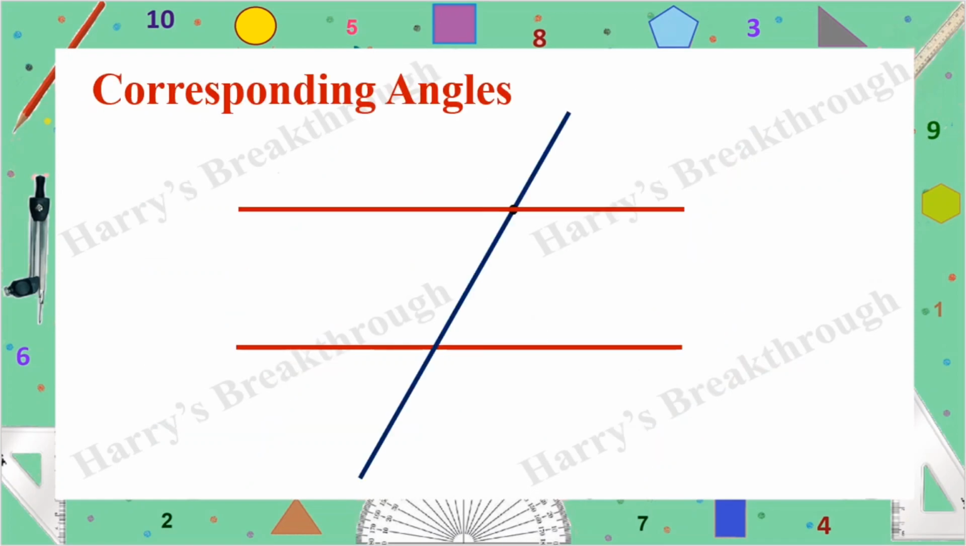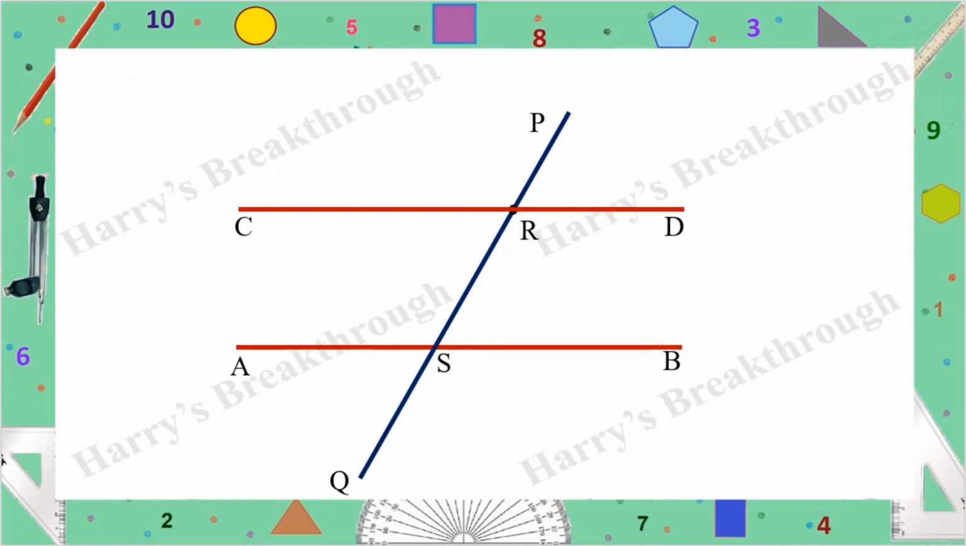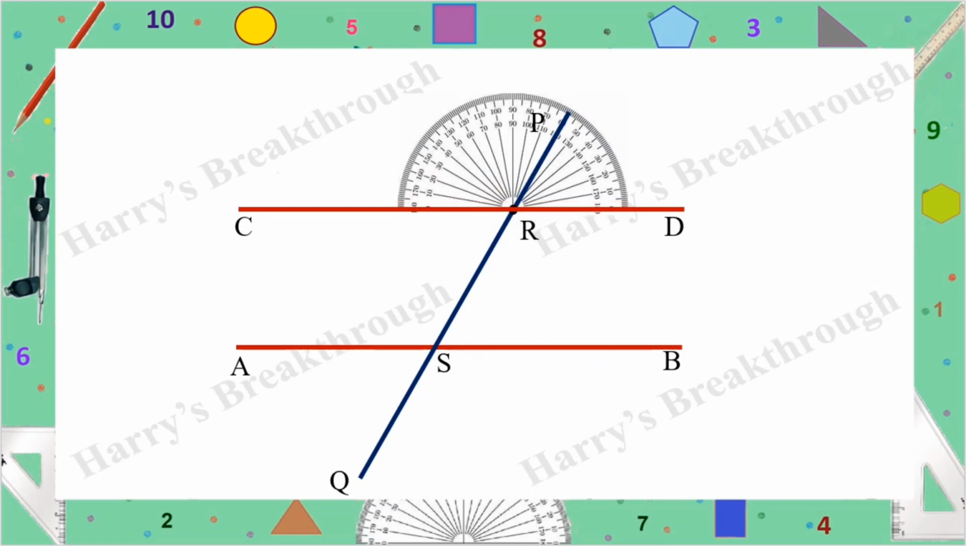Okay. Now let's give names to these angles. So for that, let's name the bottom horizontal line as AB and the top line as CD and the slanted line as PQ, and these 2 points of intersection can be named as R and S. Let's place our protractor here and measure these angles. So if we measure from the right side, we will get the angle as 60 degree. That means the angle PRD is equal to 60 degree.